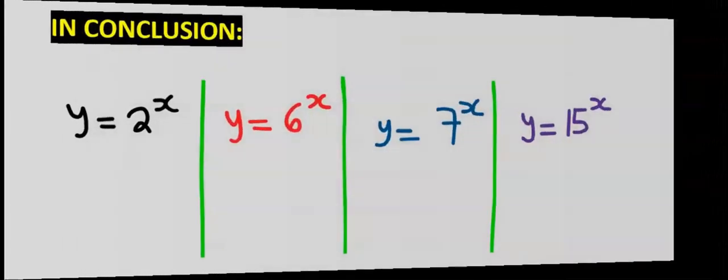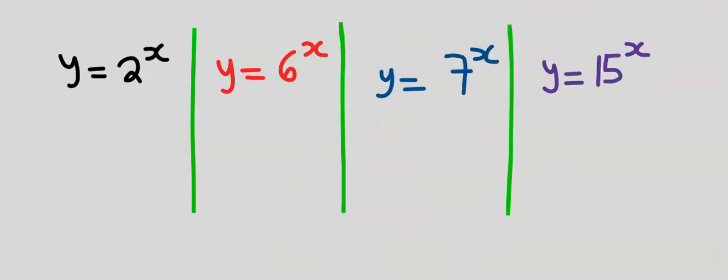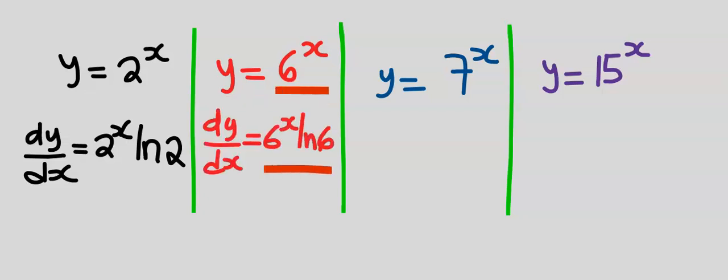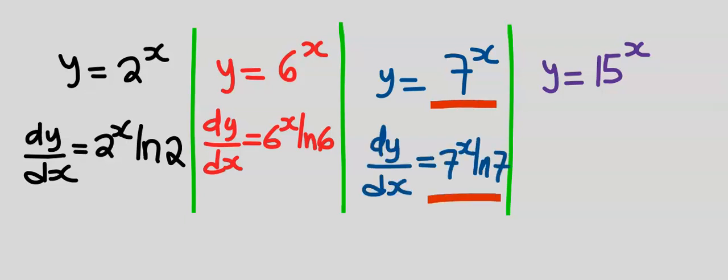In conclusion, in the differentiation of a constant, let's differentiate 2 to the power of x. You will have 2 to the power of x ln 2. Next, let's differentiate 6 to the power of x. And you will have 6 to the power of x, the natural log of 6. Let's differentiate 7 to the power of x. And you will have 7 to the power of x multiplied by the natural log of 7.